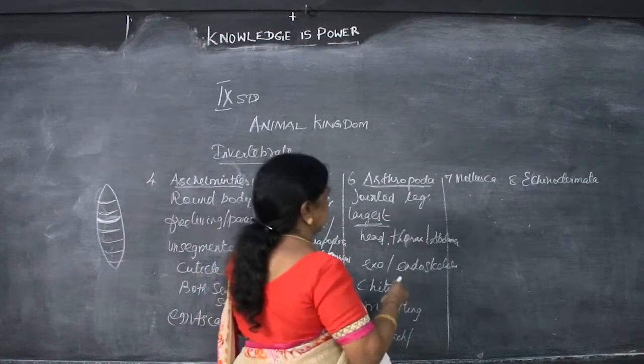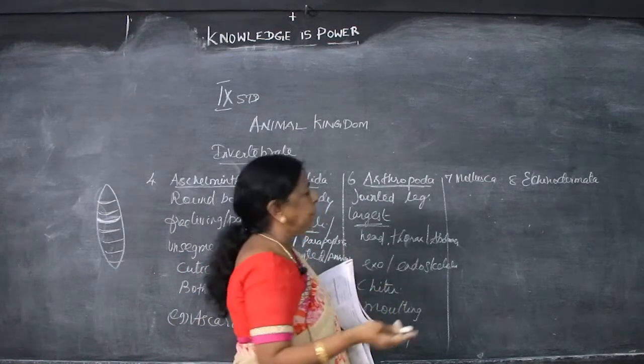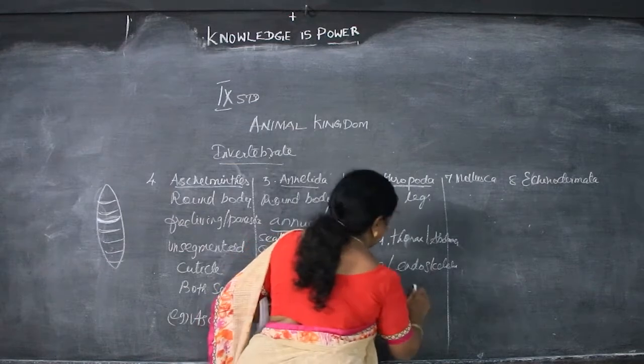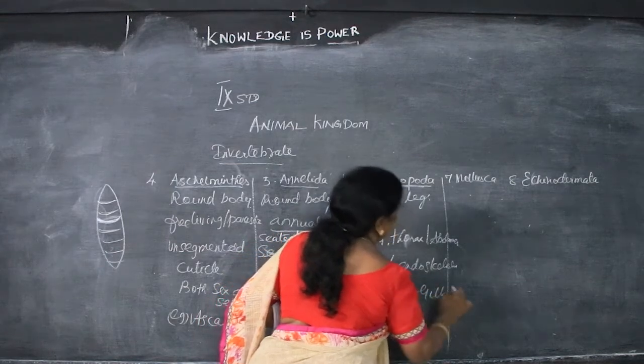Respiratory organ is gills in Arthropoda, because they are developed organisms. Here respiration is through gills.